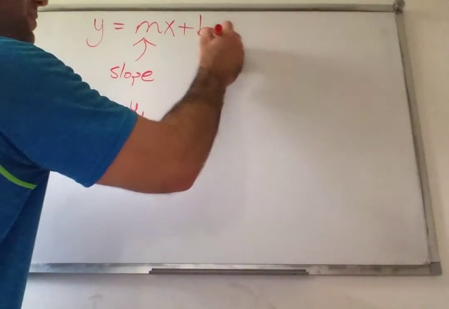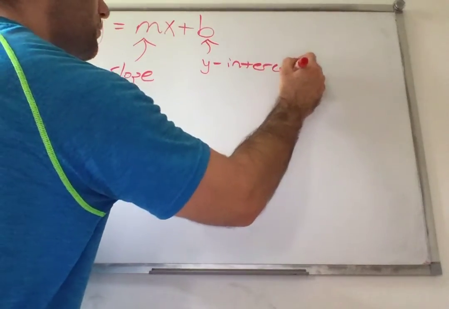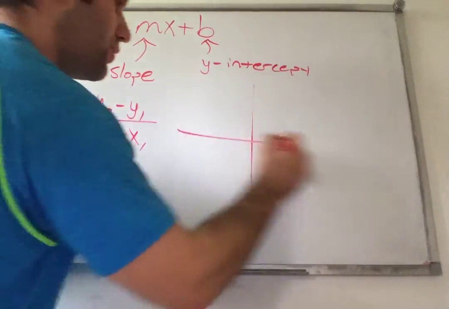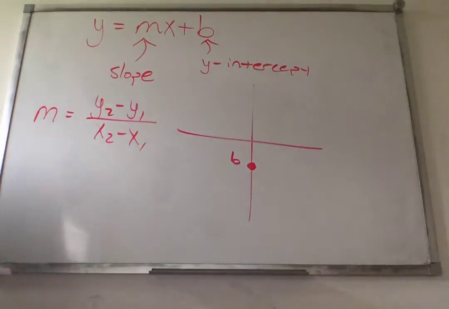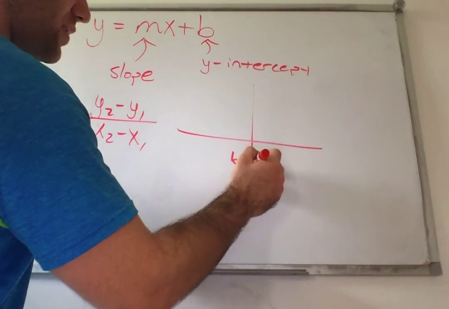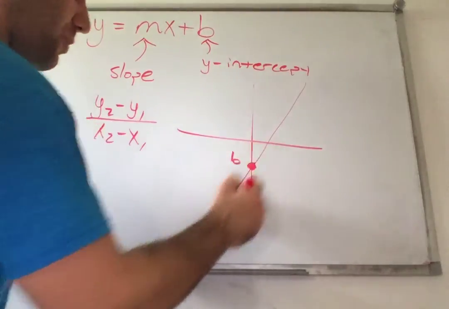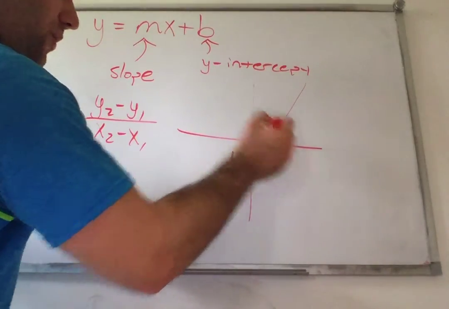And over here, this b is the y-intercept. That tells you where the graph is going to start. And then you have a slope, whatever your slope is, and you draw your equation as a line. So you go up however many over however many.